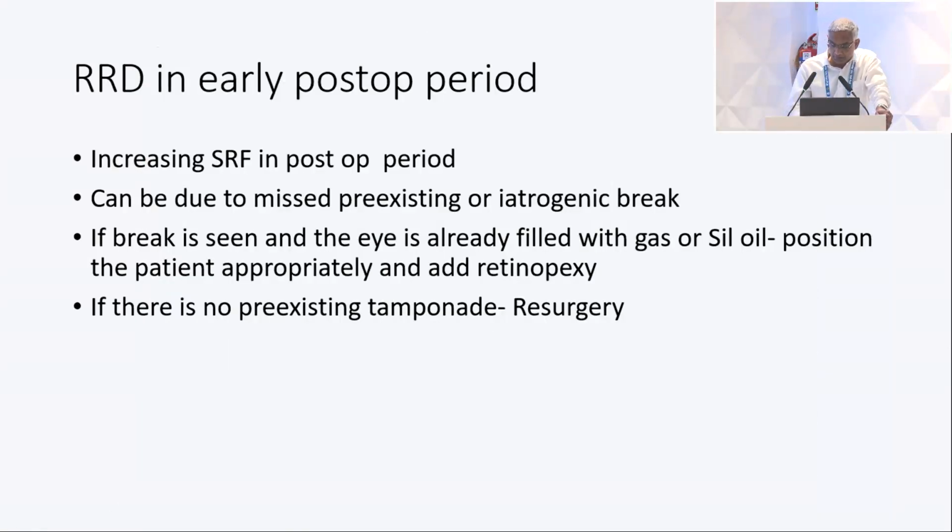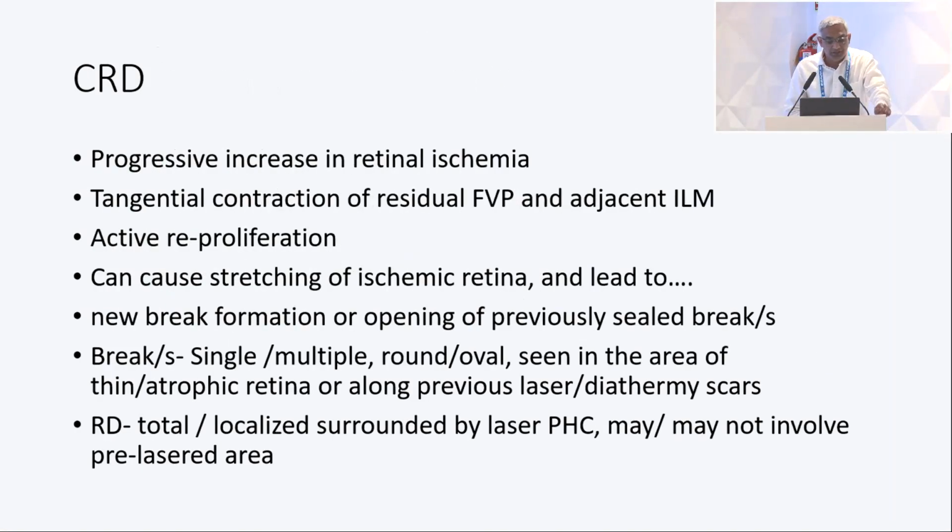So early postoperative I already discussed. Coming to the cause for tractional and combined tractional rhegmatogenous detachment, it is because there is tangential contraction when you have residual fibrovascular stumps. The adjacent ILM also contracts over it, and then you have reproliferation, and this can stretch the already ischemic retina, leading to either new break formation or opening of previously sealed breaks, and that eventually changes the configuration to a combined RD.